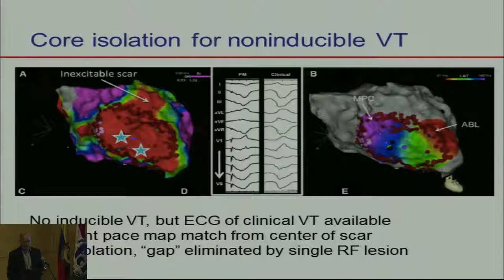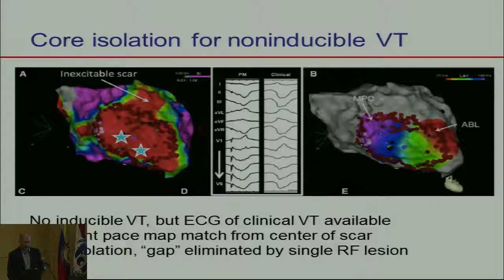So this was a patient with another anterior infarction, but was non-inducible at the time of study. We did have a copy of the clinical VT on 12-lead electrocardiogram, and so we could use pace mapping to try to orient that. Interestingly, these two spots marked with stars in the middle of the scar both duplicated the paced morphology of the VT almost precisely.